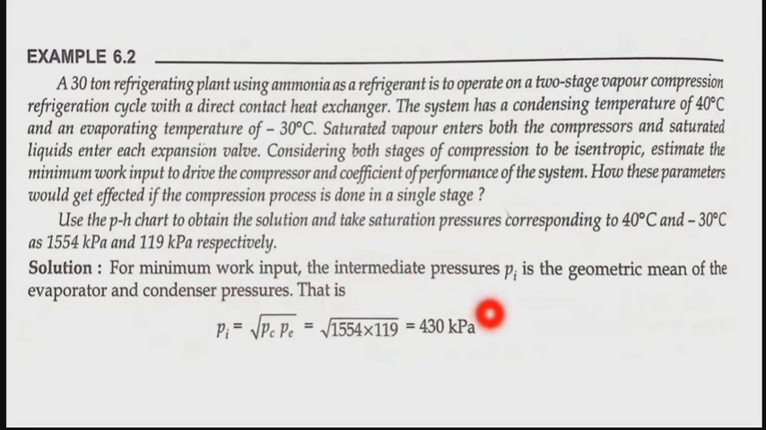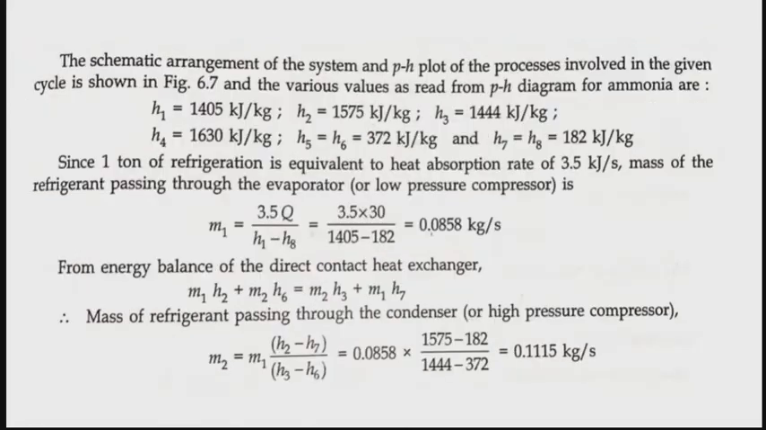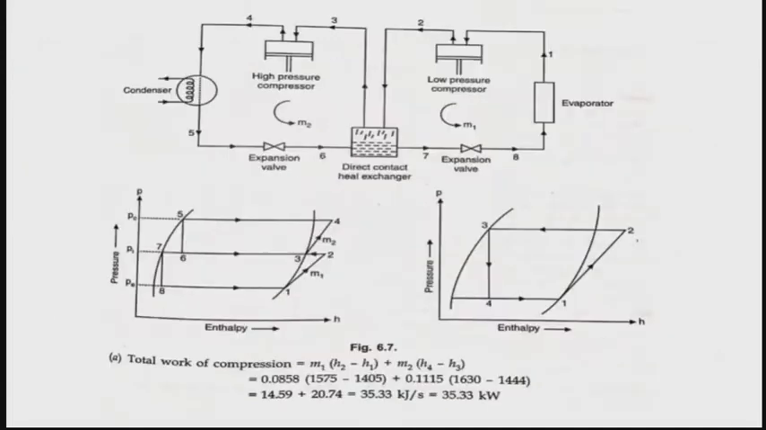So as per this calculation, you will get 430 kilopascal as the intermediate pressure. Now you will get the various values of H1, H2, H3, H4, H5 and H6. And one more term is coming, H7, and H8 also is coming. All these you will get from the pH diagram. So we can see how this pH diagram is actually.